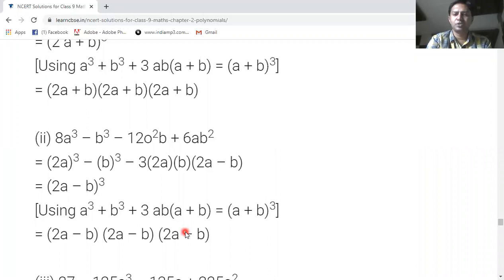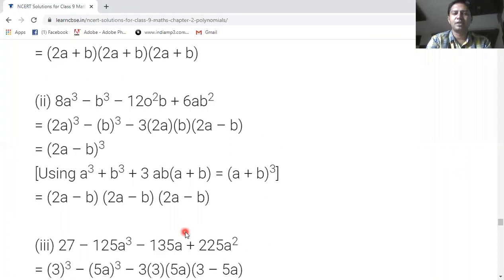Now the next question we have is 27 − 125a³ − 135a + 225a². So here we can identify that 27 is the perfect cube of 3, and 125a³ is the perfect cube of 5a.